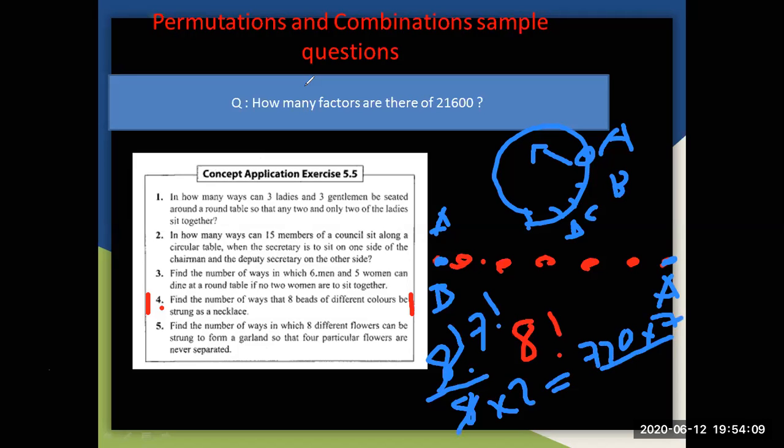is 2520. Yeah, this is the final answer you would get. So did you understand why we divided by 8 and 2? Can you explain the 8? I understand the symmetry.